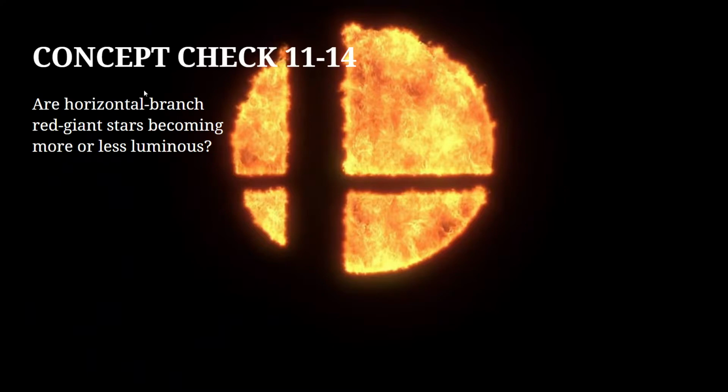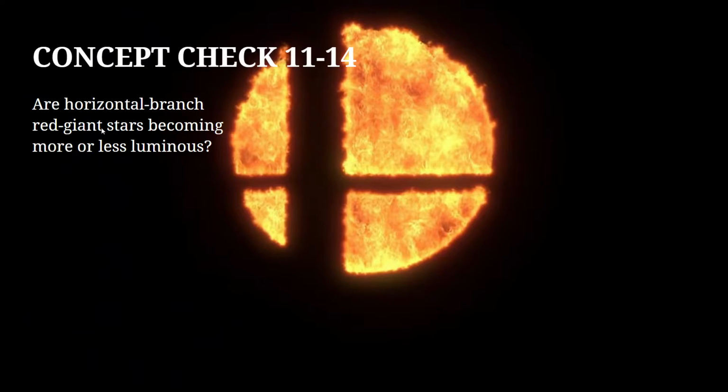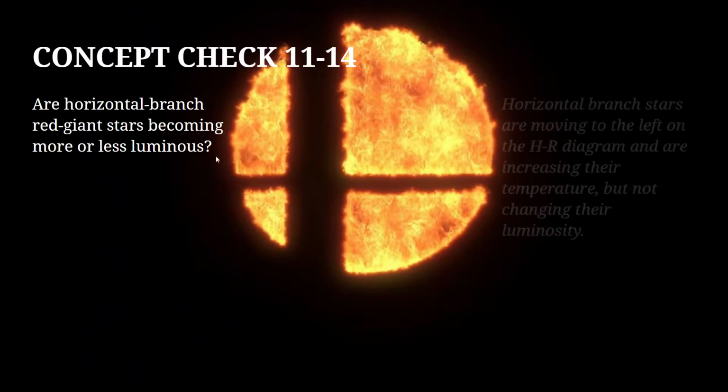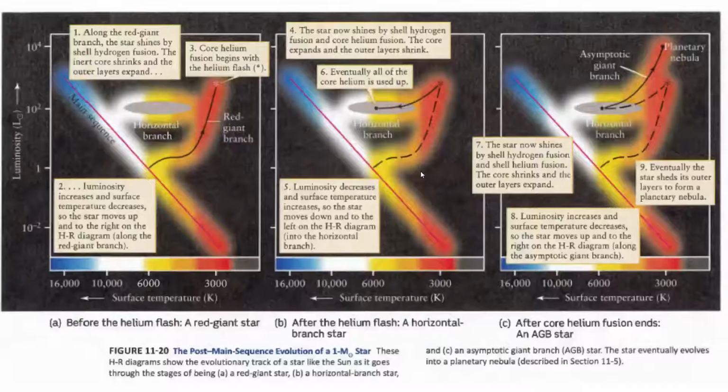So our horizontal branch red giant stars becoming more or less luminous? Well, let's go back. Horizontal branch, right? So our horizontal branch red giants becoming more or less luminous? Since they're moving to the left and are increasing their temperature, they're not changing their luminosity. And we see once they're in this, if they're staying horizontally, that means they have the same y value, which means they have the same luminosity right there.